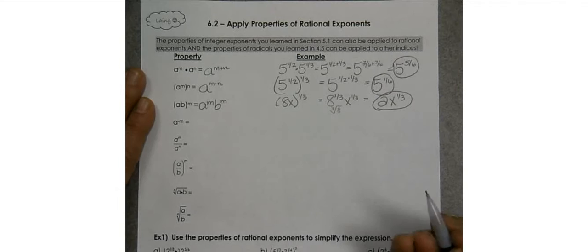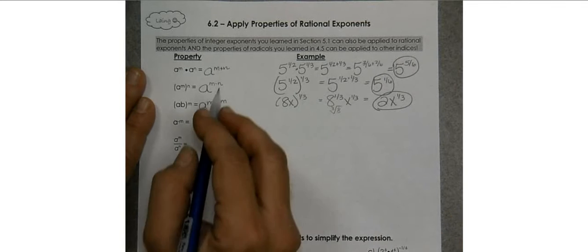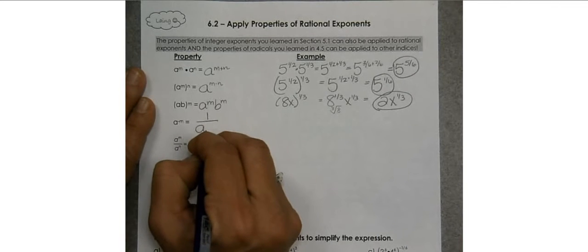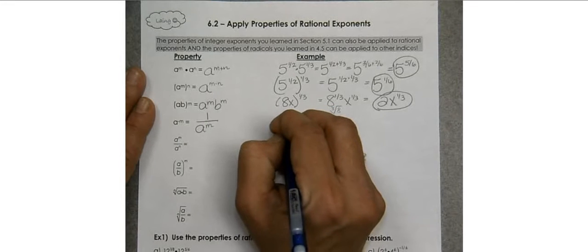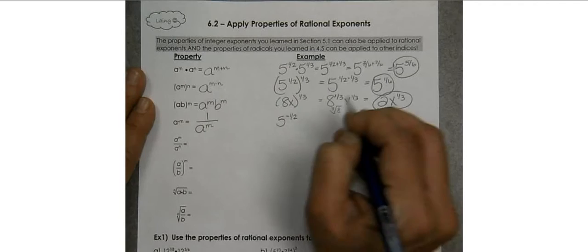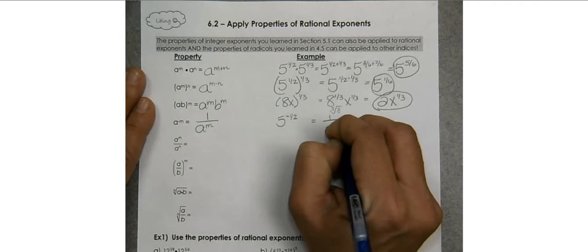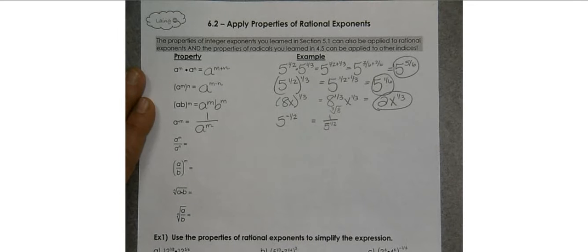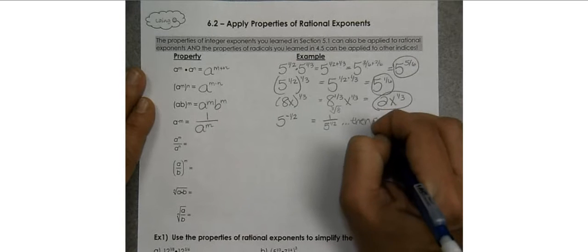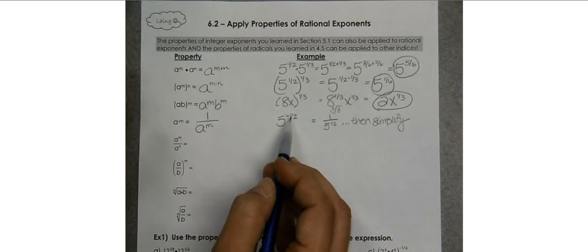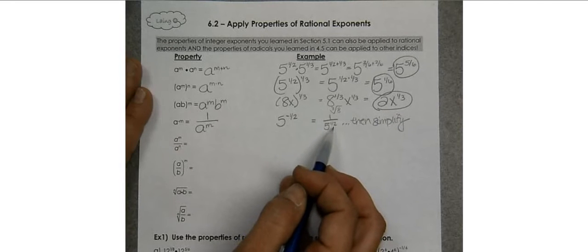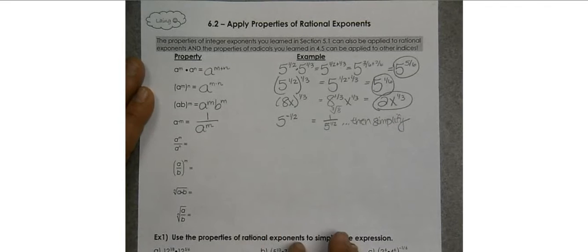Remember, when we have a negative exponent, we bring that exponent to the denominator, and so if we had something like 5 to the negative 1/2, that would be like 1 over 5 to the 1/2, and then we would simplify it from there. I'll just write then simplify for right now. We'll practice that later. But in general, when you have negative exponents, we move them over the fraction bar, they turn into positive exponents. Okay?